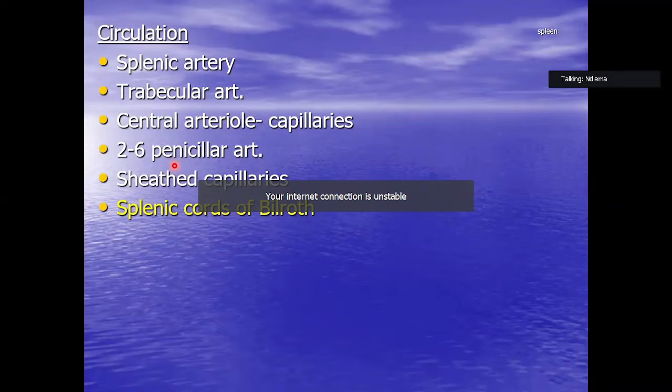So by contraction of these smooth muscle areas around the shift capillaries, we have less blood flowing into the open circulation, and therefore more blood is channeled through the closed circulation. So up to this part here, this is what we refer to as the closed system of circulation.